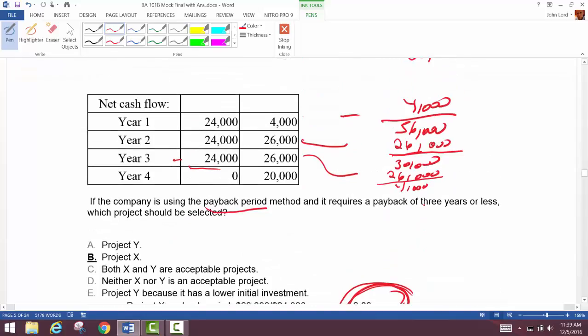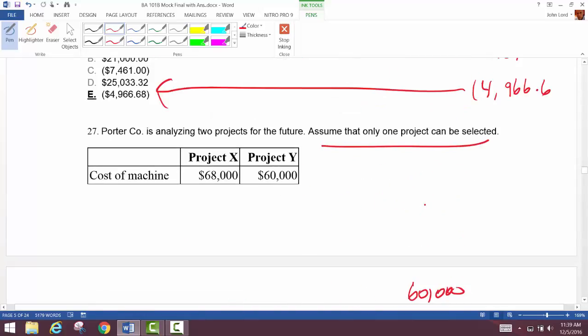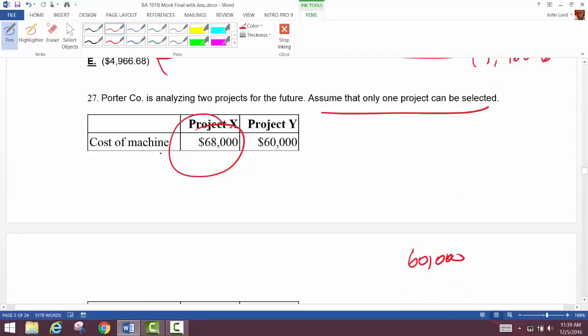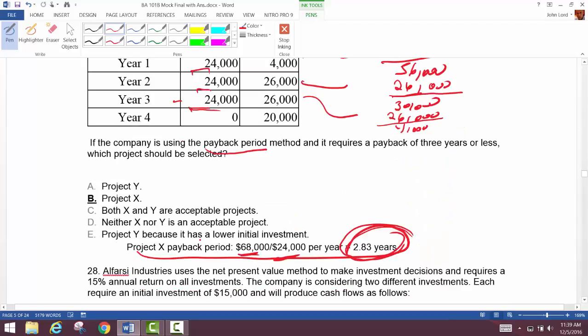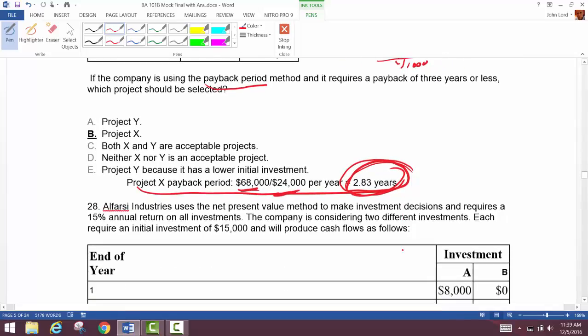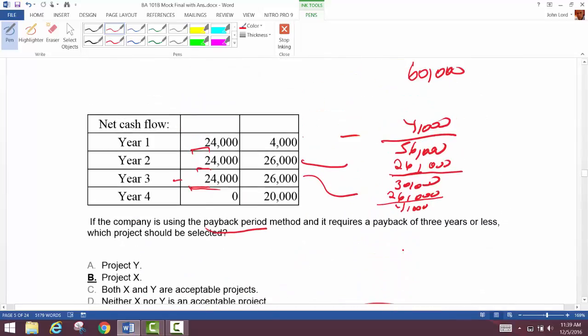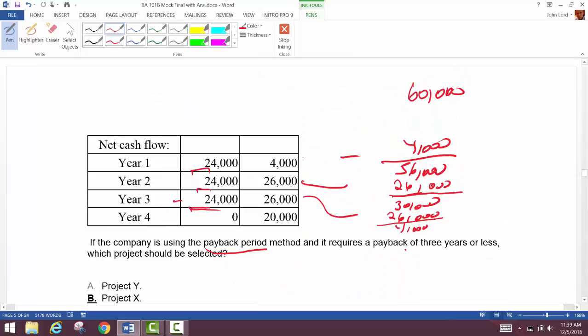2.83? If the thing costs me $68,000 and I'm going to get out of it $24,000 a year, then that means it's going to take me 2.83 years to recover everything, right? Whereas Project X, the way I had to, Y I should say, the way I had to evaluate it was I had to sit here and just do it year by year, right?